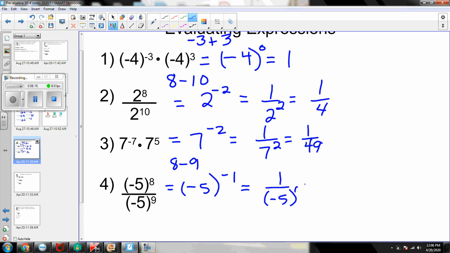But remember, if our exponent's negative, we move it to the denominator, and if we have a power of 1, we don't have to really write it. So this is like 1 over just negative 5. And you can even think about it as a positive 1 divided by a negative 5. A positive divided by a negative just means my answer is negative. It's really the same as negative 1/5.